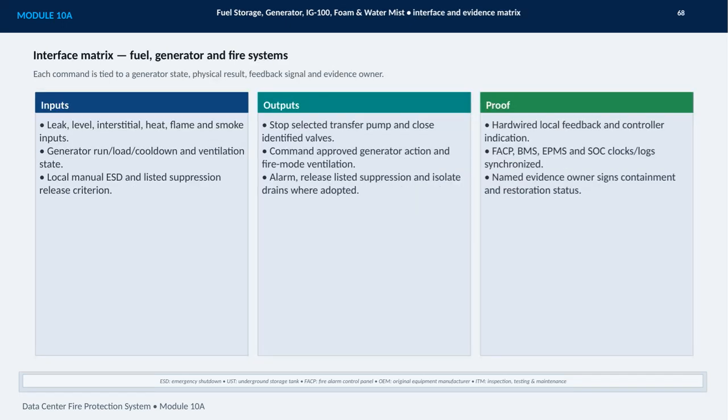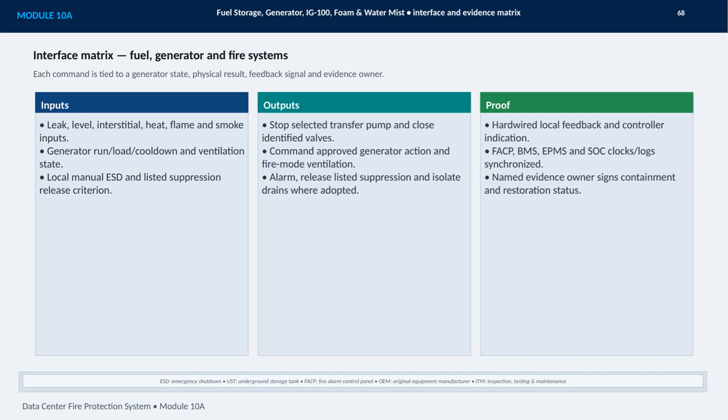This slide presents the interface matrix for fuel storage, generator operation, and fire protection systems. The central idea is that every command must connect 4 things: the initiating condition, the generator or system state, the physical result, and the evidence that proves it occurred. Inputs include leak, level, interstitial space, heat, flame, and smoke signals.